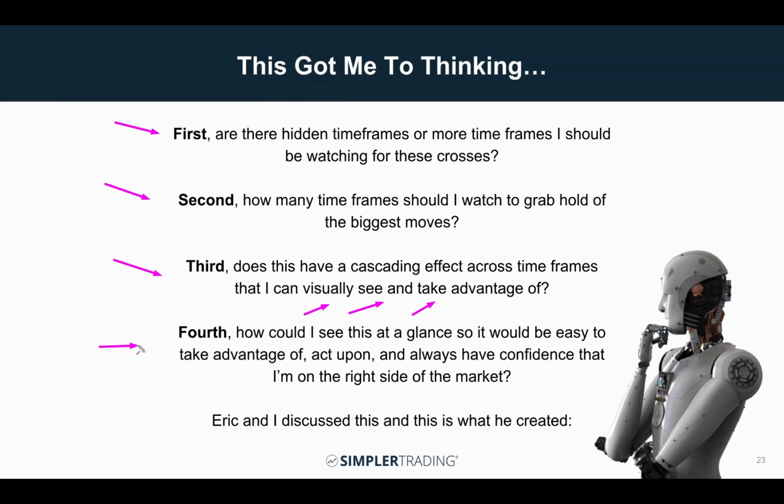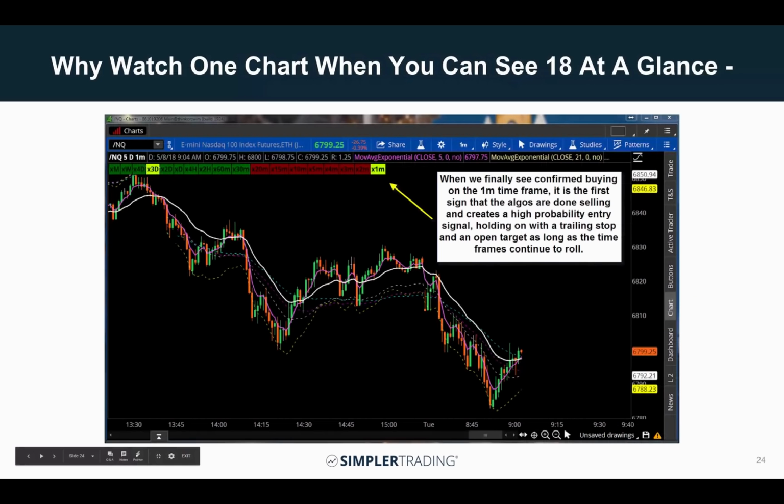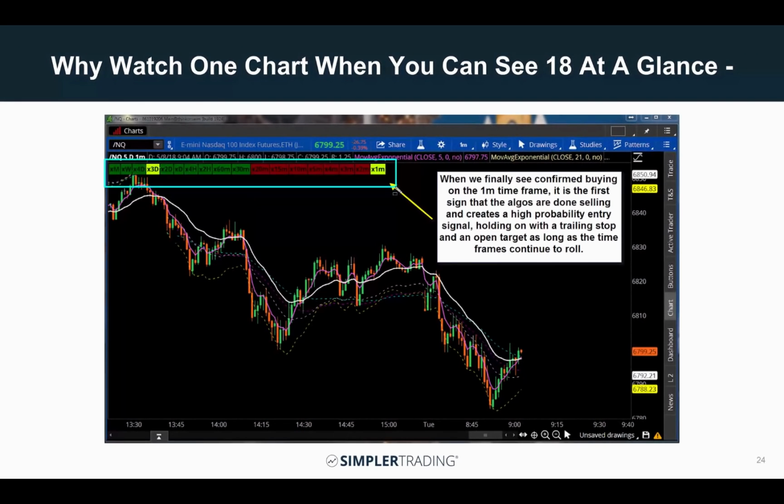So Eric dove into this, and this is what he recreated. And I just think it's a remarkable tool. So what we have here, and I've got some more updated examples of this, is the NASDAQ chart. Now you can see that this is a 1-minute chart. And frankly, I'm not super interested in a 1-minute chart, but off of a 1-minute chart, I can now add this EMA cross tool, and I can see what the crosses are doing on every time frame from the 1-minute all the way to the monthly. 18 different time frames at the blink of an eye.